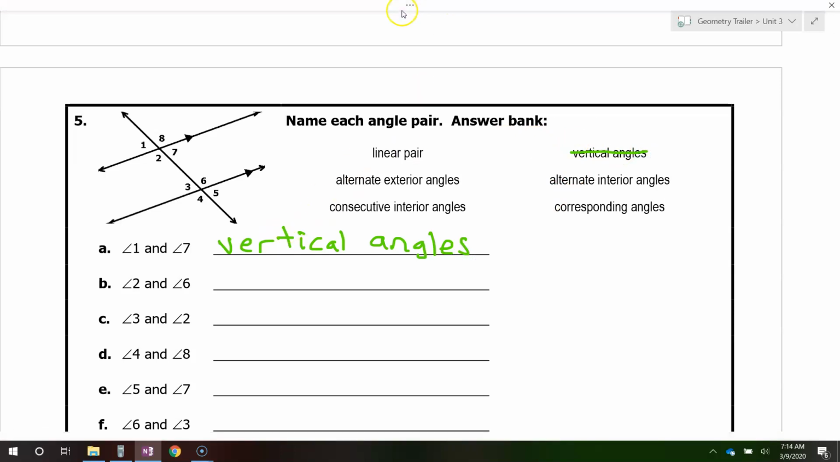Okay, now how about angles like 2 and 6? These are alternate interior angles. They're interior because they're between the lines, alternate because they're on opposite sides of the transversal. So these are alternate interior angles.